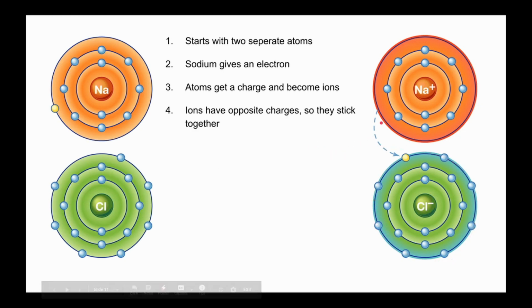Now, the last step for ionic bonding is that the ions have opposite charges, so they stick together. And that's always how it goes in ionic bonding. It starts with two separate atoms. The metal gives its electron to the nonmetal, and then they become charged and become ions, and they stick together.